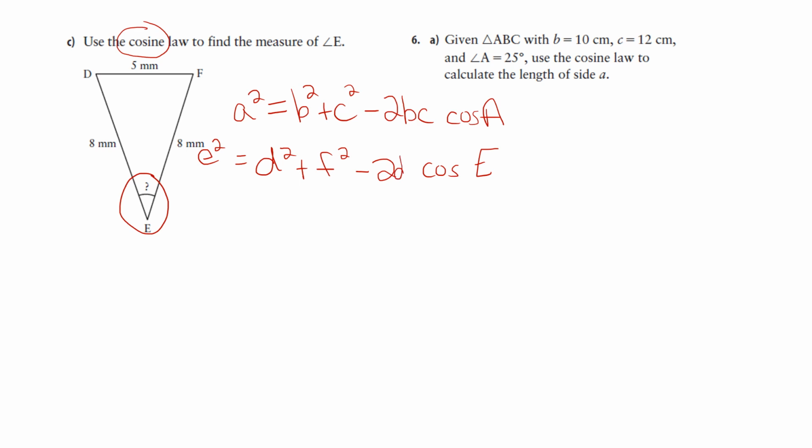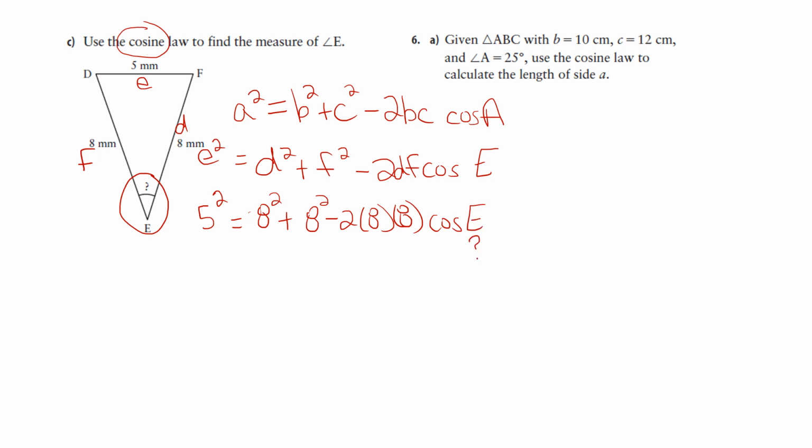So that is how we can rewrite the formula, and then we're going to input all of the knowledge that we know. Side E is across from angle E, side F is across from angle F, and side D is across from angle D. So if we put those numbers in, we get 5 squared equals 8 squared plus 8 squared, because D and F are the same, take away 2 times 8 times 8 times the cos of angle E, which we're trying to figure out.